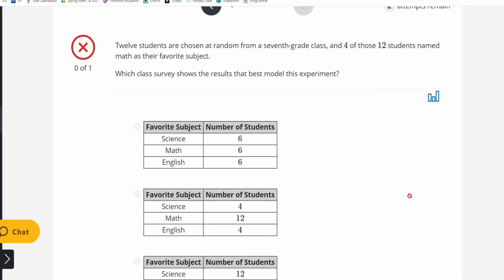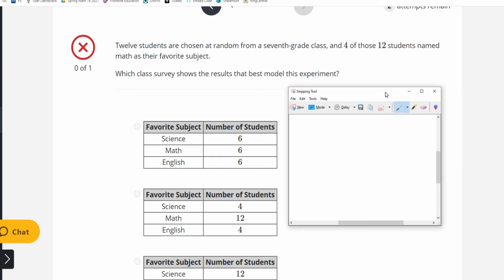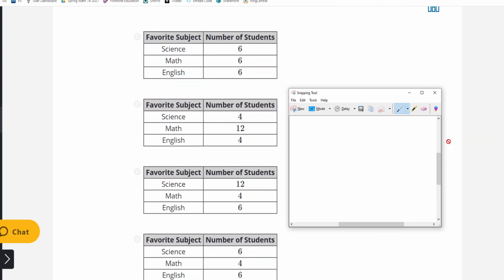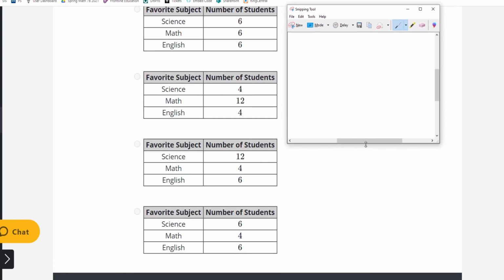Our last question says that 12 students are chosen at random from a 7th grade class. 4 of those 12 students named math their favorite subject. Which class survey shows the results that best model this experiment? So again, we're going to be doing what we did before with those bags of marbles, except instead of having bags of marbles, now we have these tables.